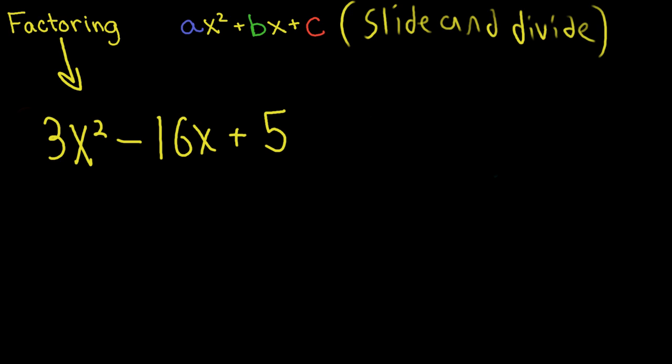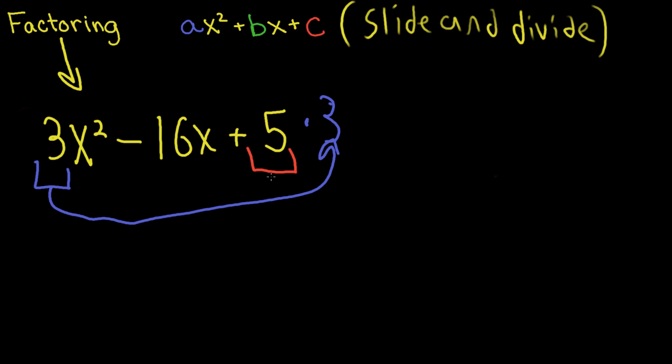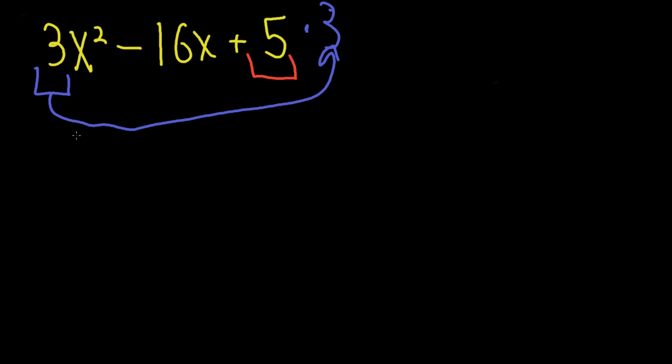The first real step of slide and divide is to take my a value, being 3, and slide it over here, and we're going to be multiplying it with our c value, our 5 at the end. So what do we get when we do that? We're going to get x squared minus 16x plus 15. All I did was take this 3, slide it over here, and multiply it with c.